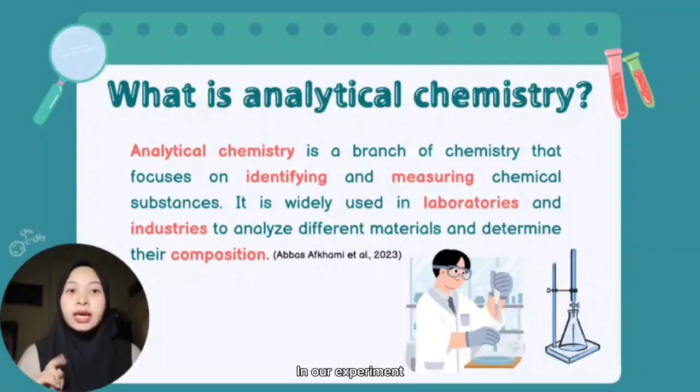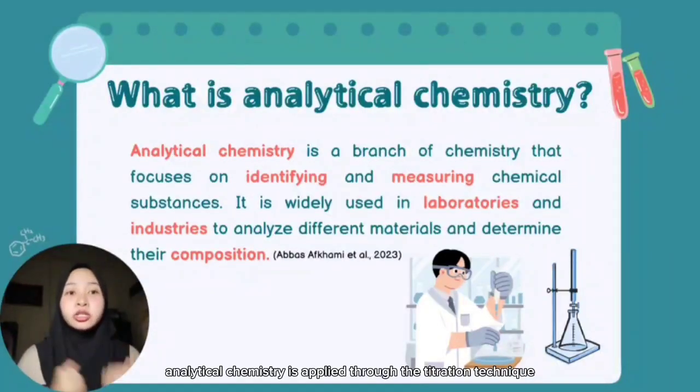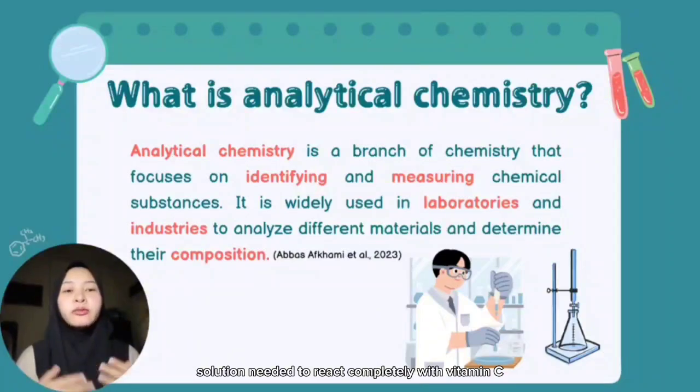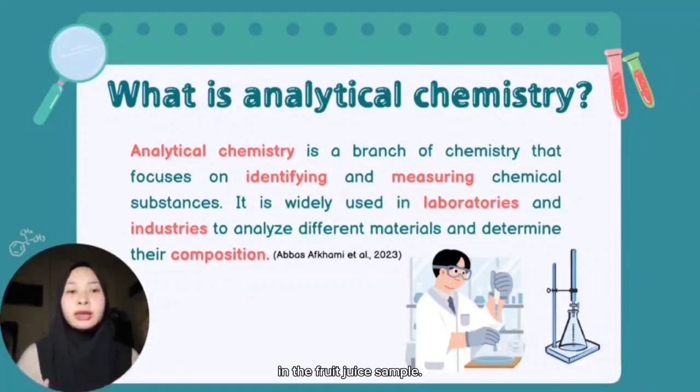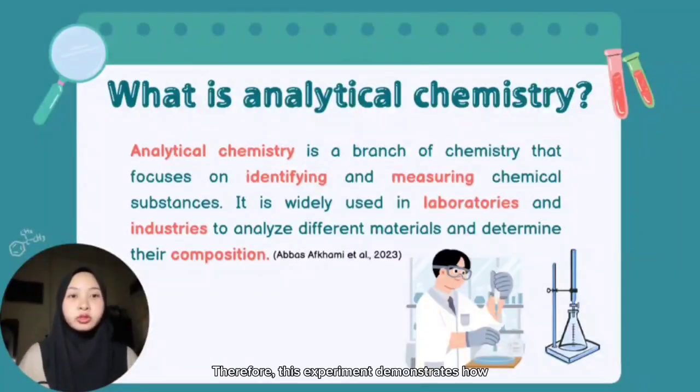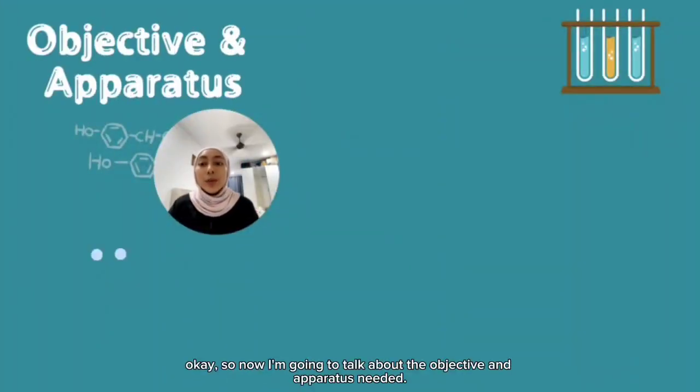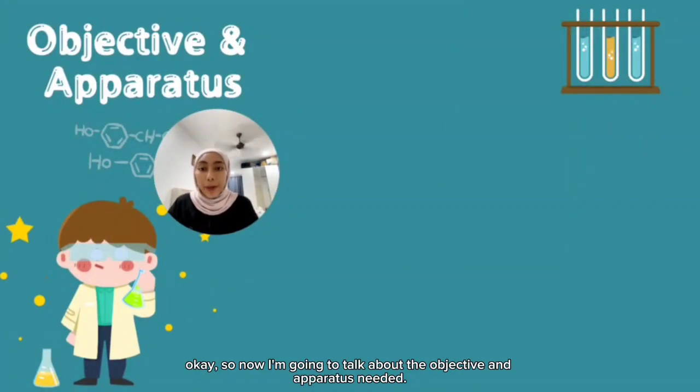In our experiment, analytical chemistry is applied through the titration technique. By measuring the volume of iodine solution needed to react completely with vitamin C, we can calculate the concentration of vitamin C in the fruit juice sample. Therefore, this experiment demonstrates how analytical chemistry can be used to obtain accurate and reliable information about the composition of food products. Okay, so now I'm going to talk about the objective and apparatus needed.